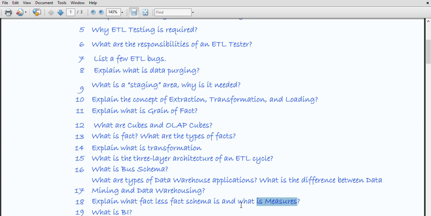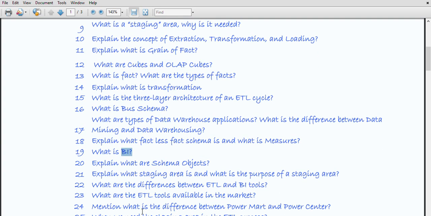Then the next is what is meant by BI. So BI is nothing but business intelligence. It is the process of collecting raw business data and transforming it into a meaningful vision that is more useful for the business. Then what is meant by the schema object? Basically the schema objects are the logical structures that directly refer to database data. So schema objects may include tables, views, indexes, clusters, functions, packages and database links.